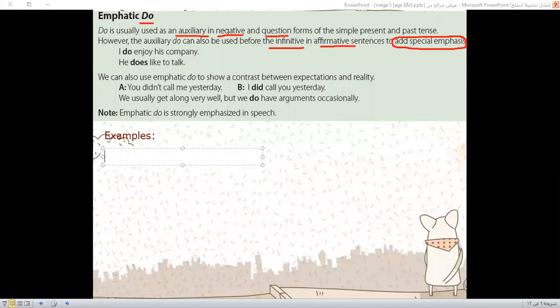Yalla Salih. Yes, Manar. I do like summer. Very good. I do like summer. Thank you so much. Someone will say that you don't like summer. So you just emphasize what you're saying and you're going to say, I do like summer.